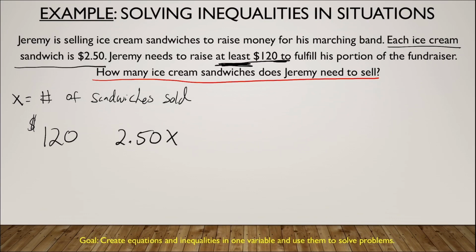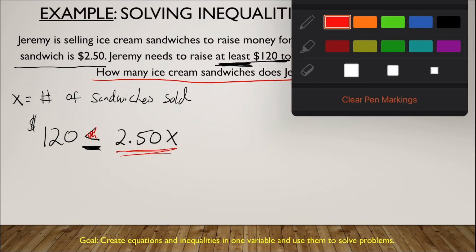Now we get to that at least. So we have to think, is 120 the smallest amount that I need, or is it the biggest amount? It's the smallest. I need to get at least 120. So this 2.50x can be bigger than 120. 120 is the smallest. So I want my alligator to be the biggest possible thing. So I'd say 120 is less than or equal to 2.50x. Let's try another one.